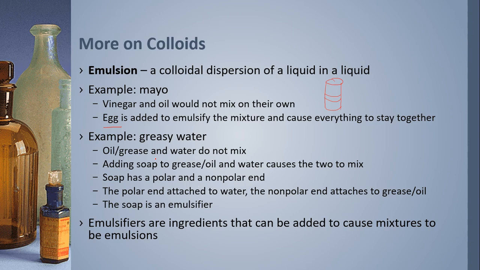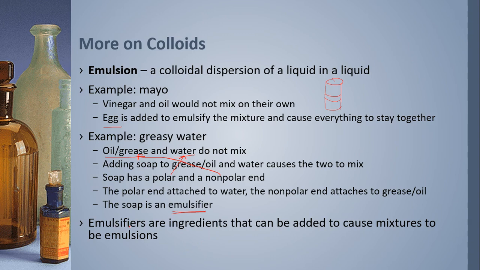Greasy water is another example. We all know that oil or grease and water don't mix because oil and grease are very nonpolar. Water is very polar. However, if you add soap or a detergent to this mixture, for example, dish detergent, it basically has a polar end and a nonpolar end. The polar end loves the water, the nonpolar end loves the grease. So the soap works as the go-between that's able to hang on to both, and it takes them together. That's the idea of an emulsifier.